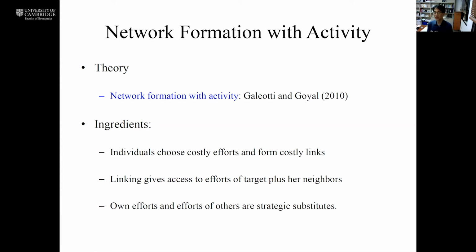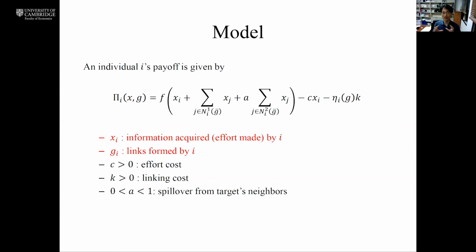In this environment, your own effort is actually a strategic substitute for the efforts of others. So if you make a link to someone with a lot of effort, then you don't have an incentive to maintain a high effort, so you can reduce your effort. These are again similar types of benefit functions: inside the function f, there is my own effort, and this is my neighbor's effort, and this is my neighbor's effort with some decay factor.